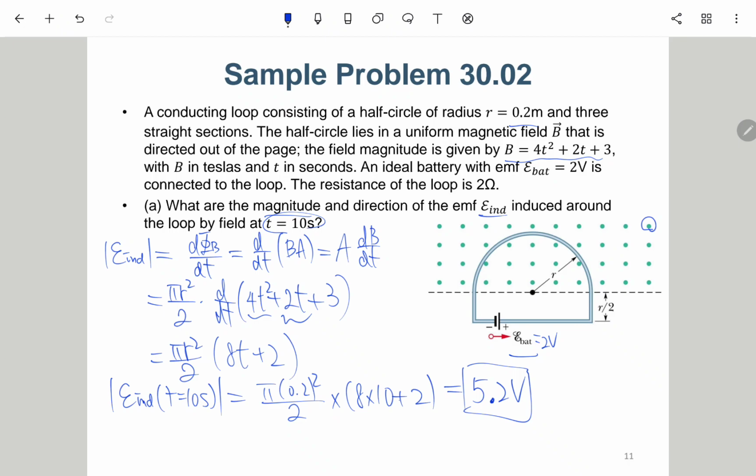And actually, we now need to determine the direction of this EMF. We can see that this B field is pointing out of the page. So we consider a positive value to mean out of the page. When t is larger than 0, this is increasing. We have a t squared, so we can simply imagine that B is increasing when t is positive.